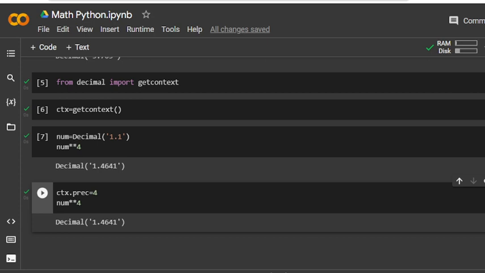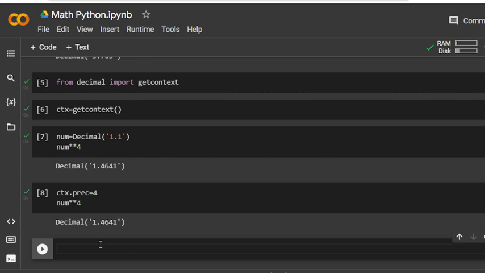So the context can even be set locally by using a local context. Similarly, we can write here: from decimal import localcontext and Decimal as it is.